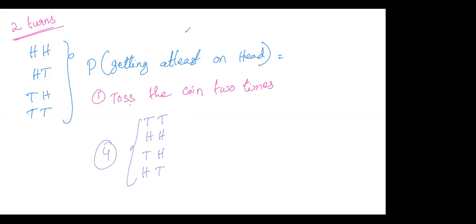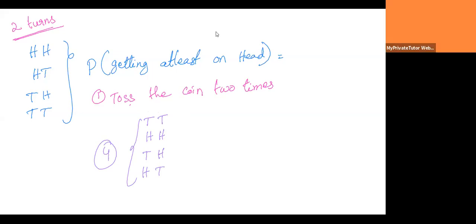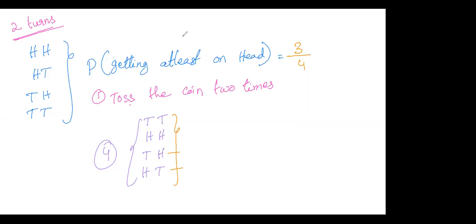Yes. So in this, the question is, what is the probability of getting at least one head? Out of these 4 chances, what is the chance of getting one head at least? We have one head in the last three, except the first one. So the probability of getting at least one head is 3 by 4. You understand? Yes, sir.